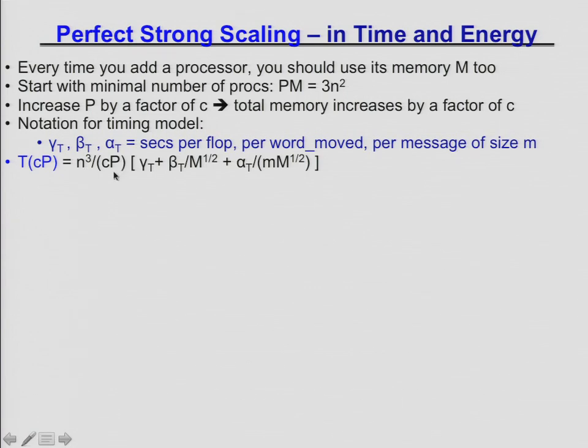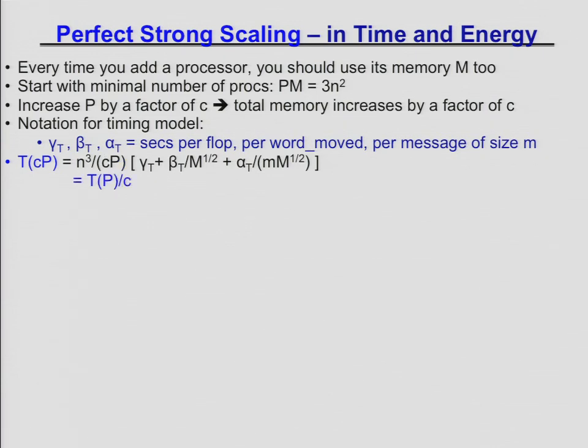There's a c times p in the denominator. And all of this is just a hardware constant. All of these numbers, the gamma, beta, alpha, they only depend on the hardware. M is a memory hard number, and little m is also a number. So all of the hardware dependency has been factored out. That only depends on the algorithm, and it scales perfectly.